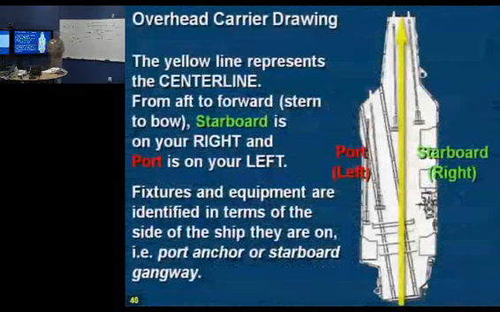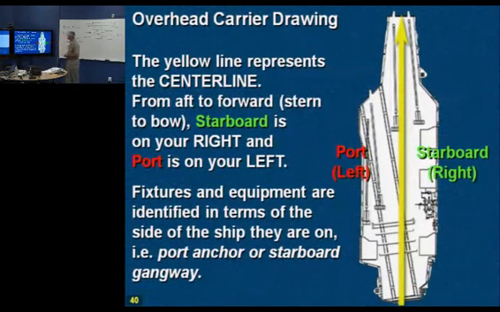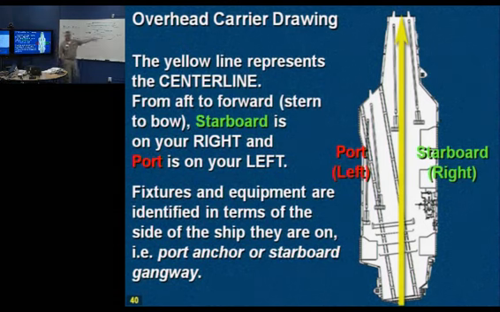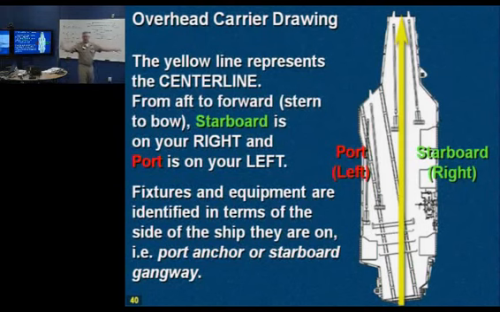Okay, overhead drawing of an aircraft carrier. The yellow line represents the center line. Now remember I said you had to remember where the pointy end of the ship was. Where's the bow? Because that determines which direction port or starboard is. So as you're heading forward, your left is port, and on the right is starboard. But you have to be heading forward.